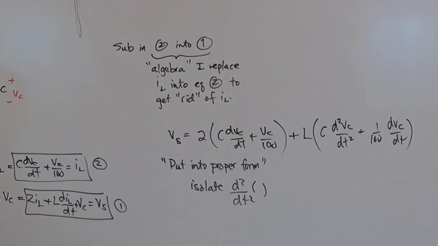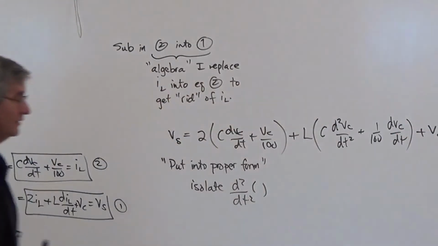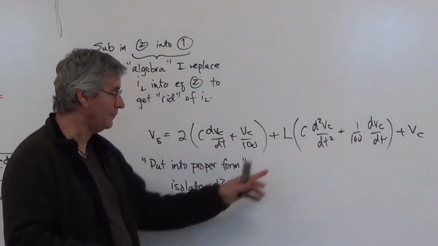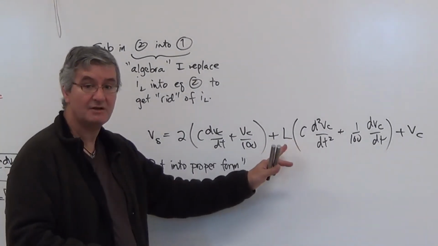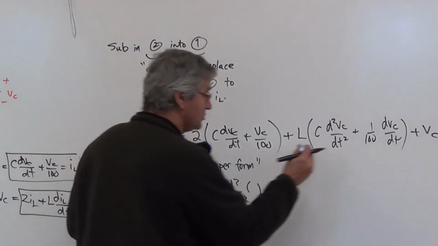Yes? Did you forget your VC? This should be 2 IL plus VC plus L. Yeah, I'll need that VC. Thank you. You're absolutely right. There's one term VC right there. Thank you. So now, what I'm going to do here is, because there's a lot of algebra here, I'm going to isolate this term, and then I'm going to divide by LC. So let's do that. So now, there's only one term here.